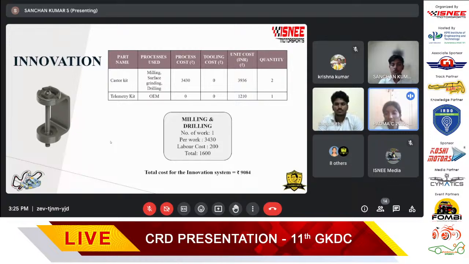The telemetry kit consists of sensor, accelerometer board, Arduino board and GPS module, which costs up to 1,210 rupees. So the total cost for the innovation system is up to 9,084 rupees.